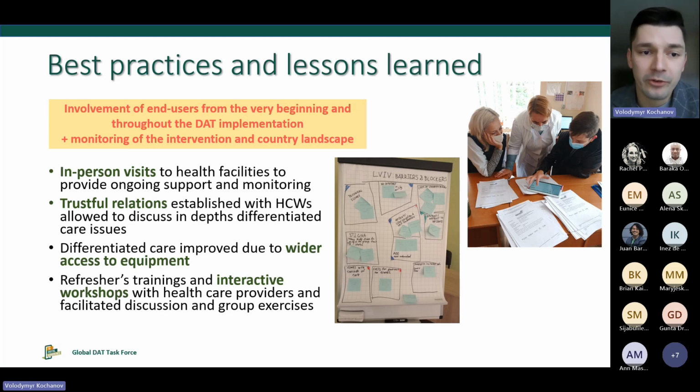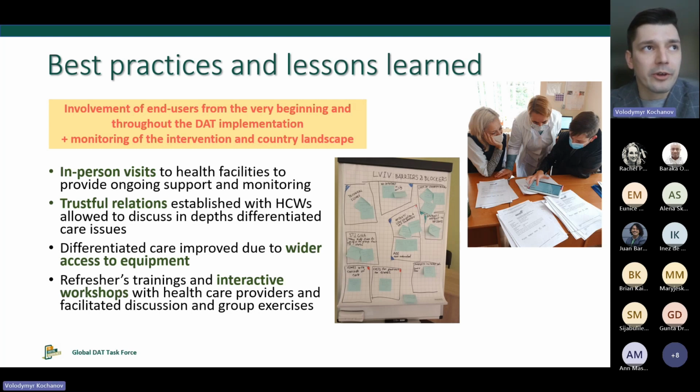We conducted in-person visits to health facilities to provide ongoing support and monitoring. And I highlight that in-person visits have much more opportunities than online monitoring of the intervention. We established trustful relationships with the healthcare workers, and that allowed us to discuss in depth differentiated care issues, as well as any challenges related to the health reform or any challenges related to their work and engagement with the people with TB they were supporting.